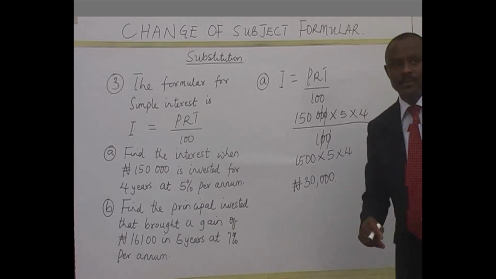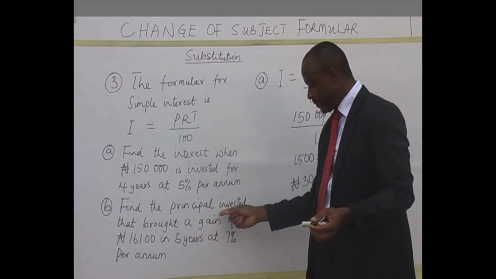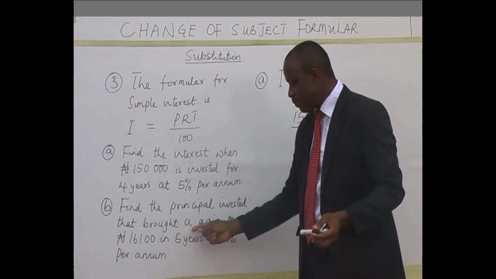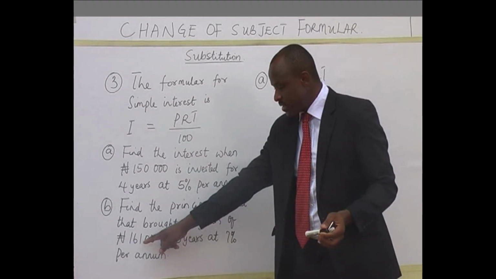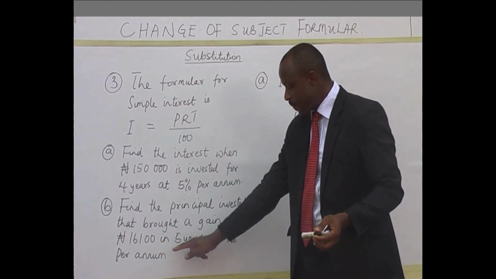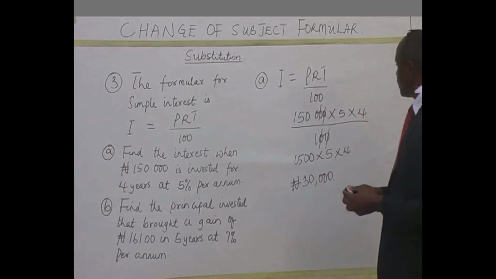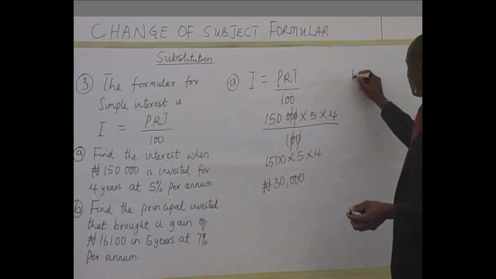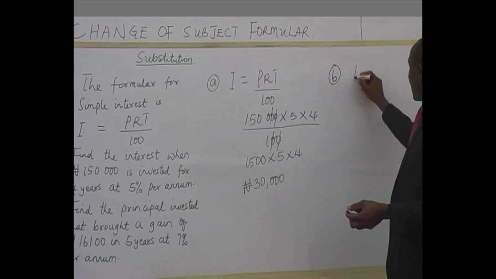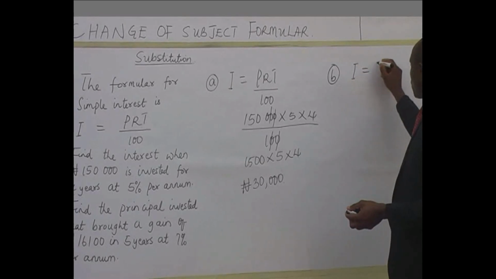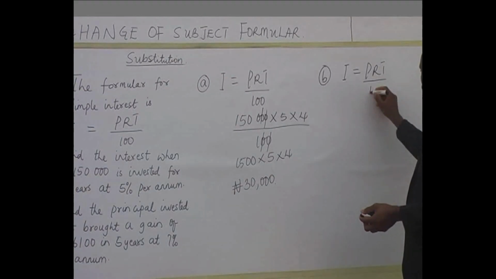The B part of the question says that we should find the principal invested that brought a gain of 16,100 naira in 5 years at 7% per annum. Question number B. Now you're going to see that the same I is equal to PRT divided by 100.